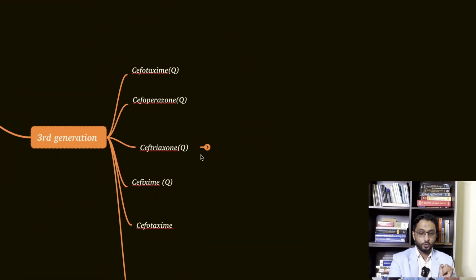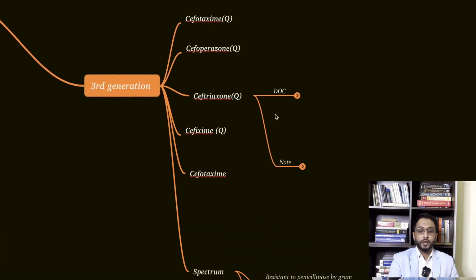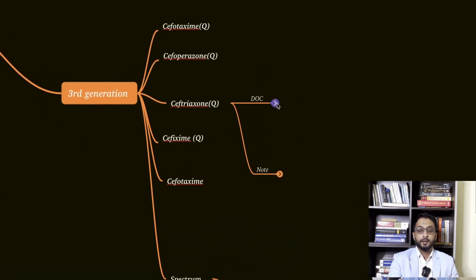Few drugs to note also. In third generation, there is a very important drug. One drug they always ask is ceftriaxone. They've asked all these, but specifically some very basic details have been asked on ceftriaxone, that it is effective or the drug of choice for girls' high school. Just book it up. Girls' high school.